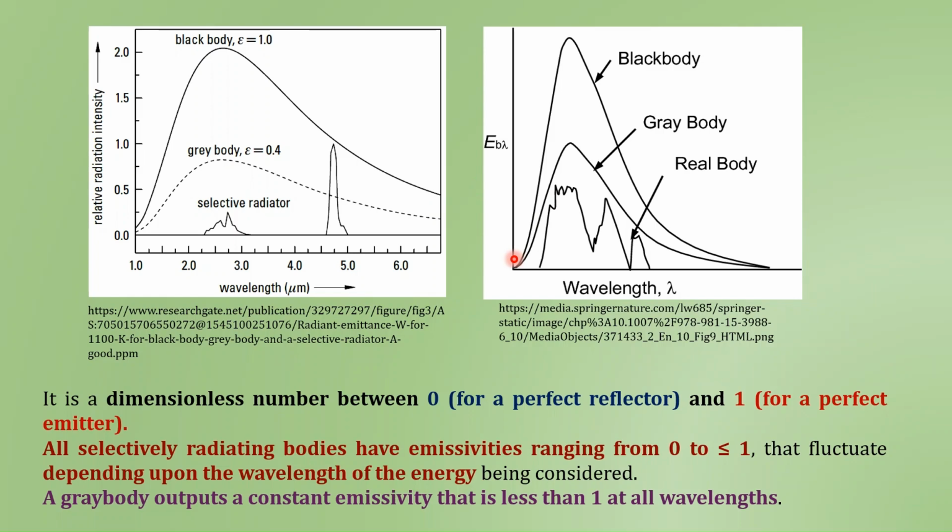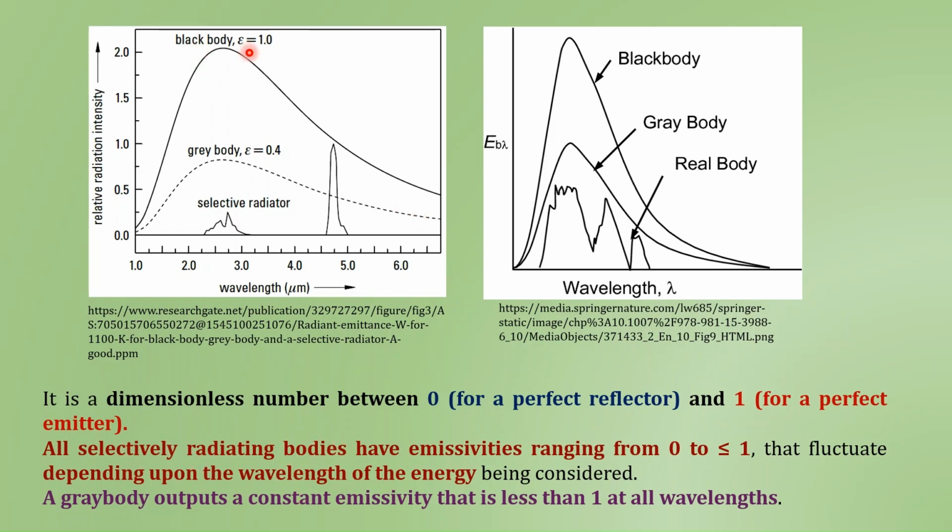Similarly, in this graph, this curve is representing the emission from a black body and this curve is representing the emission from a real body. If we compare these two curves, we can see that the total emission from the real body is very less in comparison to the black body, and also it is for a selective wavelength range, and that is the reason that it is mentioned here that the emissivity for the selectively radiating bodies ranges from 0 to less than 1 and also fluctuates depending upon the wavelength.